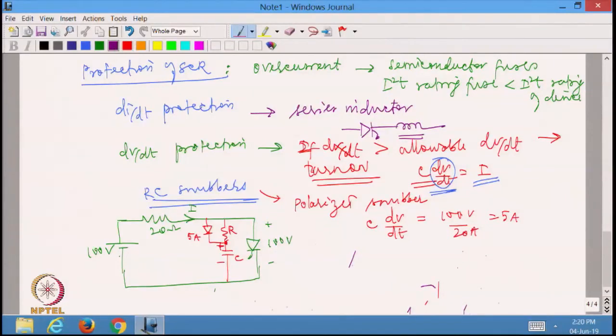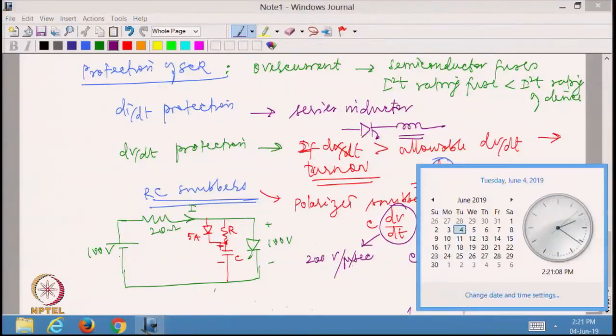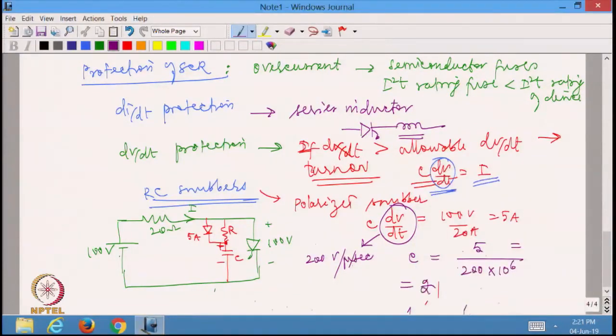Let us say this dV by dt, which can be withstood by the device, is 200 volts per microsecond. I am just arbitrarily taking the value. So, I will have C equal to 5 ampere divided by 200 into 10 power 6. So, I am going to have essentially 5 divided by 2 is 2.5, multiplied by 10 power minus 8 farads. So, that means 0.0025 microfarad, that is what I am going to get.